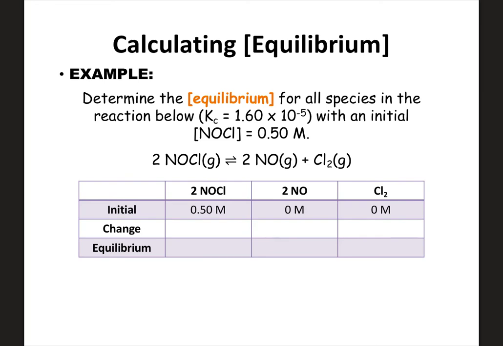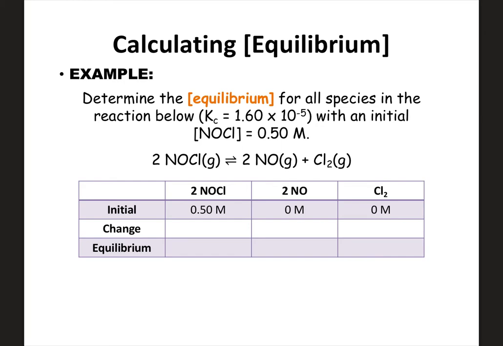In order for you to see what I mean by this equilibrium approximation, we're just going to jump right in and do a problem. This problem says determine the concentration at equilibrium for all species in the reaction below. They're giving us the Kc value, and they're giving us the initial concentration of the NOCl. The reaction is given there, and I have my ice table set up. First thing I notice is I need to find the concentration at equilibrium for all substances here. So in my head, I'm saying, okay, this is going to be an ice table with x problem.